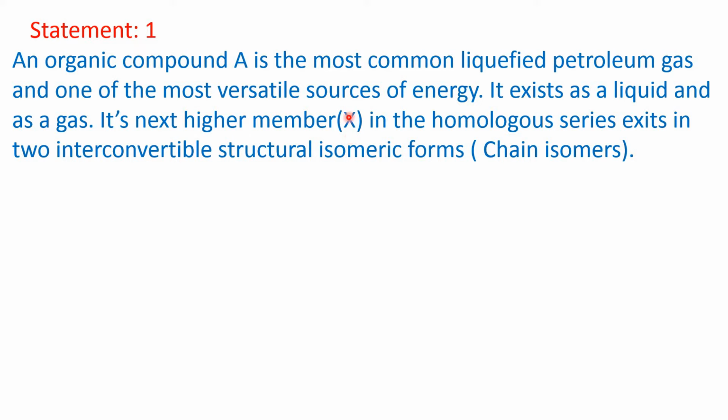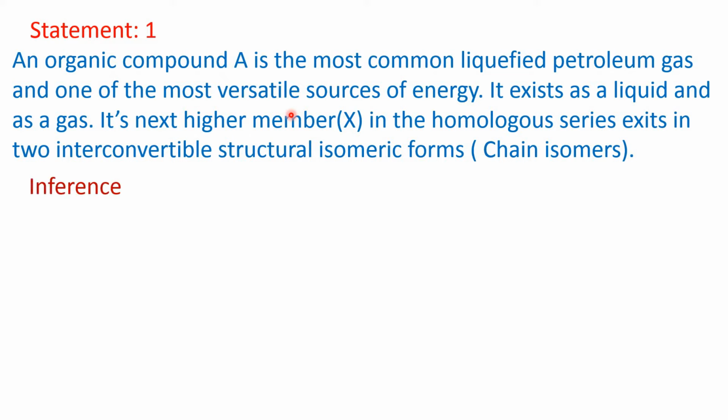So, this higher member X can exist only as chain isomers. That means X is an aliphatic saturated hydrocarbon, and there are only two chain isomers. Only two chain isomers for an alkane or saturated hydrocarbon is possible for butane, that is n-butane and isobutane. So that is the next higher member. That means A must be the lower member, propane. We know propane is the liquefied petroleum gas and one of the most versatile sources of energy.